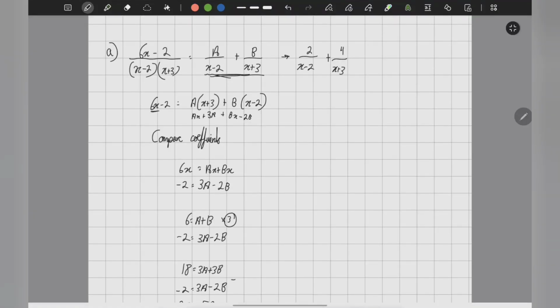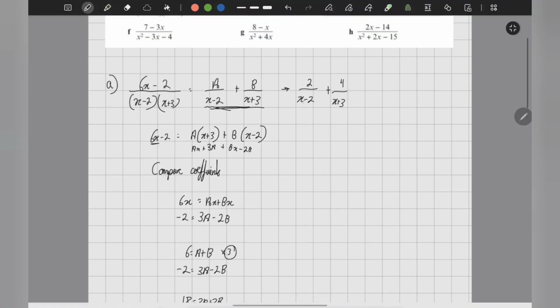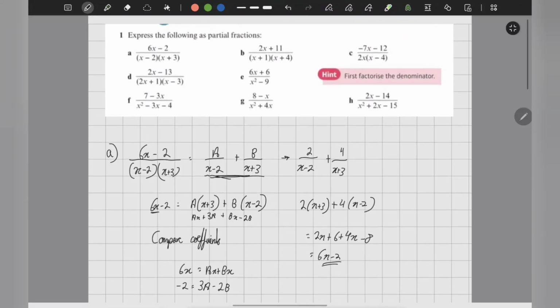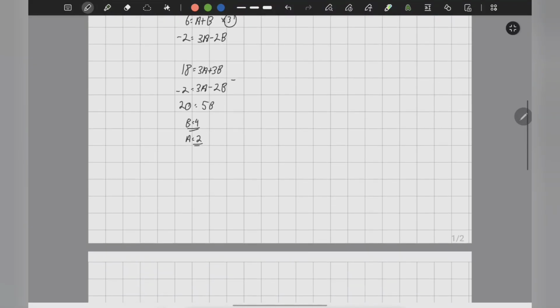And we can also check that. If we cross multiply, 2 lots of x plus 3 plus 4 lots of x minus 2 would equal 2x plus 6 plus 4x minus 8. This would simplify to 6x minus 2, which is the same as our numerator. So that's how we know that we've done it right. Okay, 1b, we can do b.